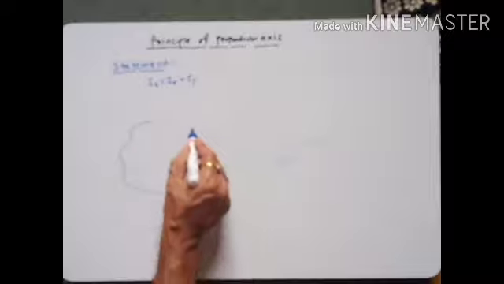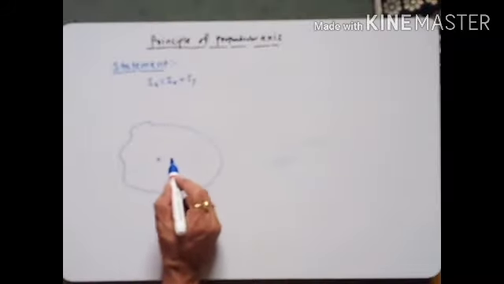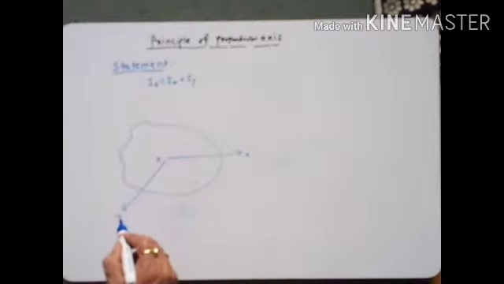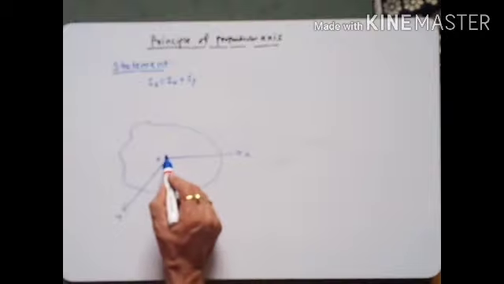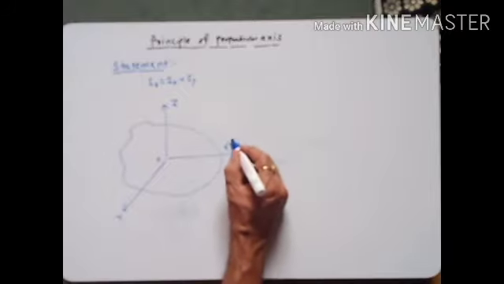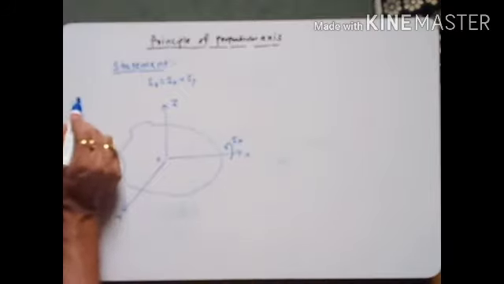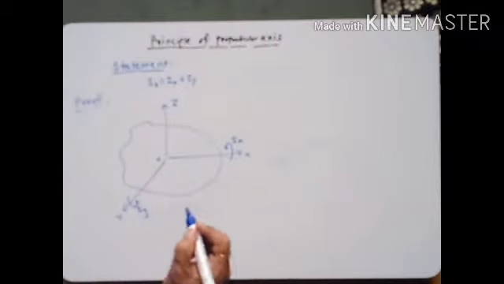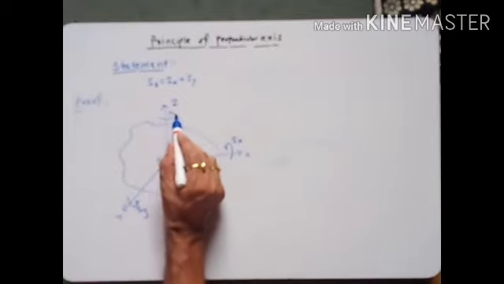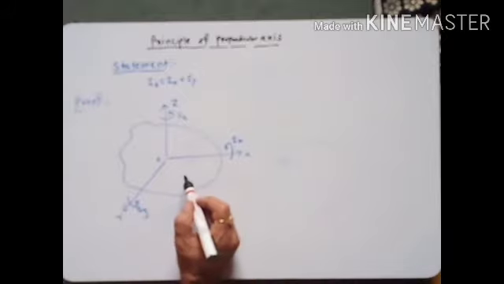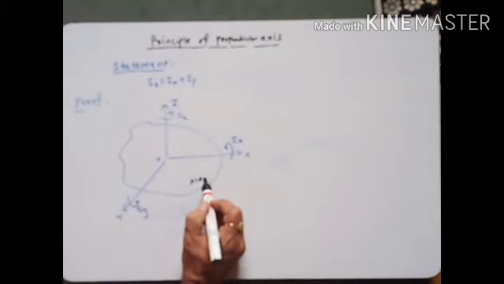Suppose you consider a body of any shape, and suppose this O is the point. Suppose this is the x-axis as the axis of rotation, this is the y-axis as the axis of rotation, and we consider a third axis, the z-axis, as the axis of rotation. When your body rotates about this axis, suppose Ix is the moment of inertia. This is the proof. When the body rotates about the y-axis, Iy is the moment of inertia, and when the body rotates about the z-axis, Iz is the moment of inertia.